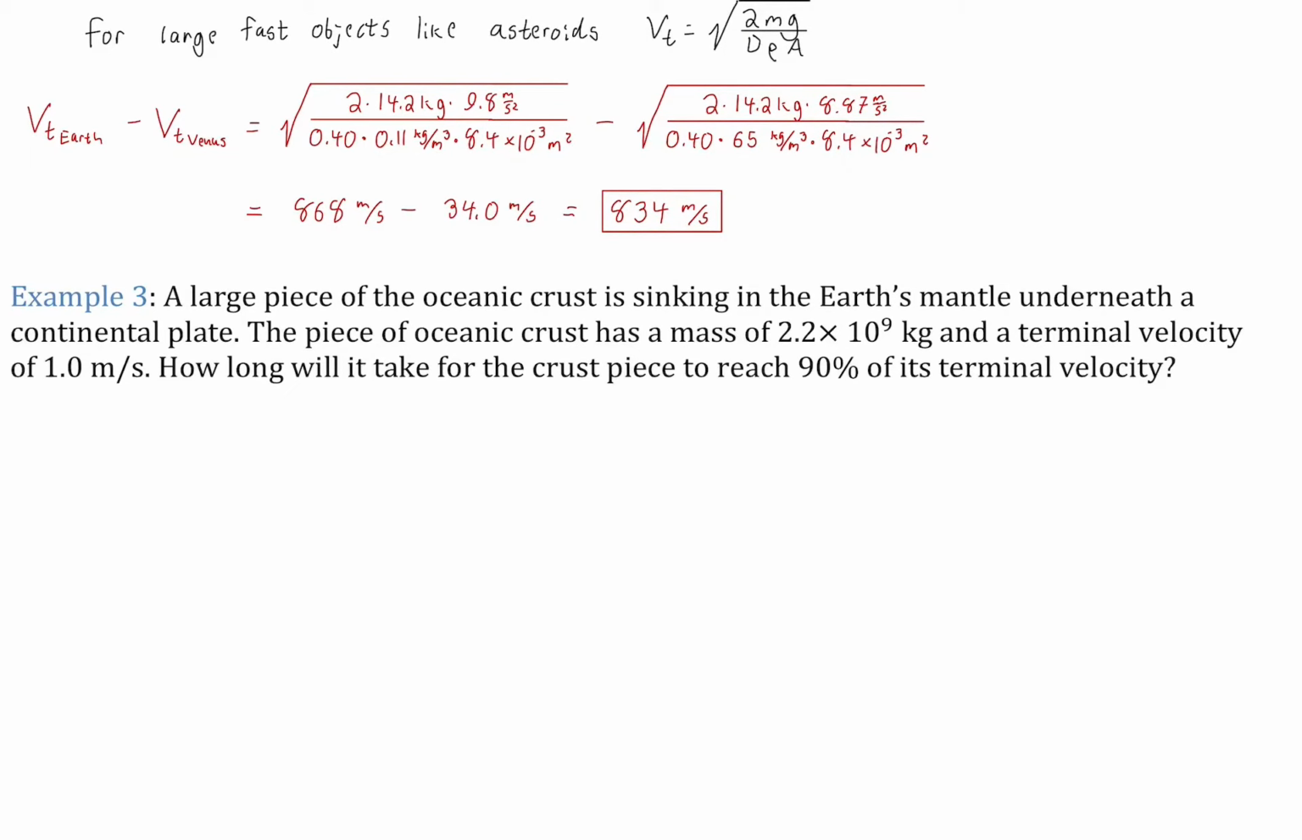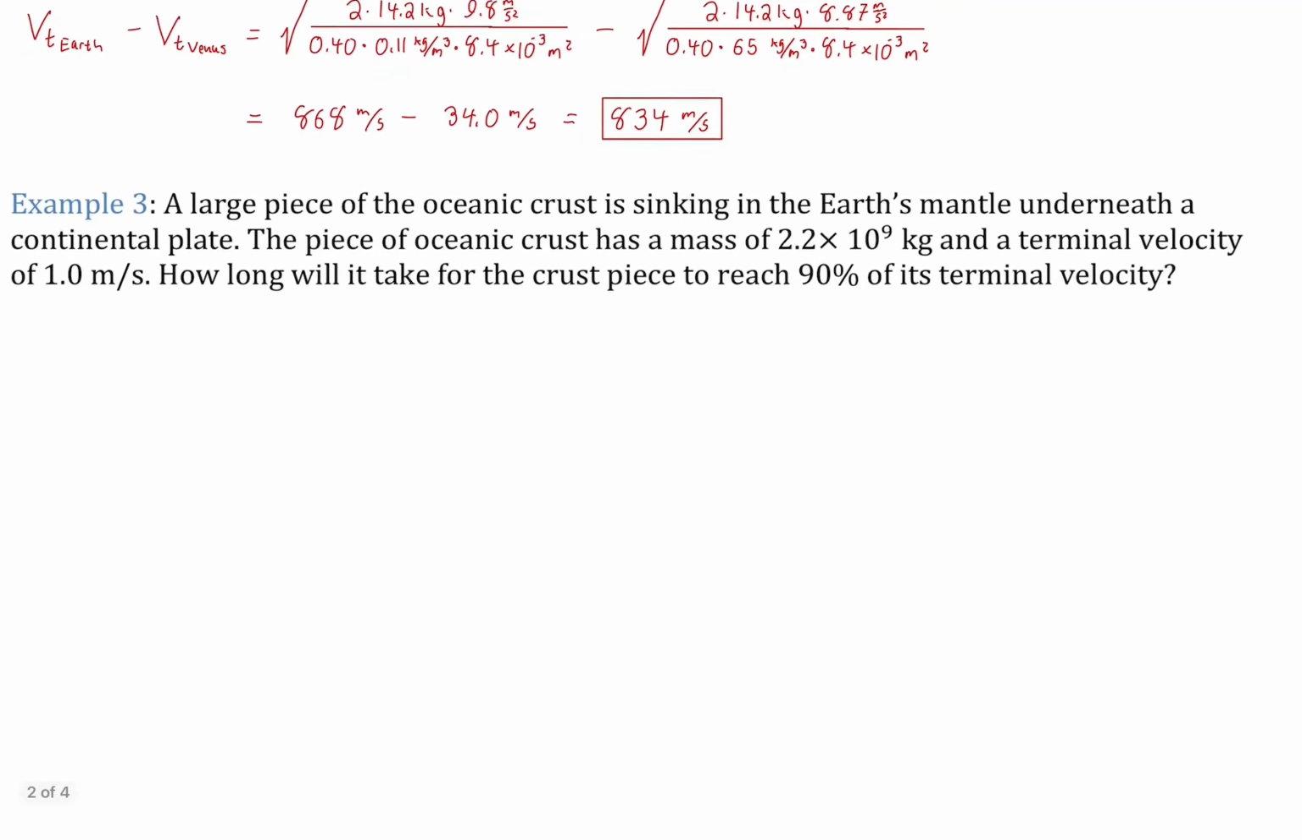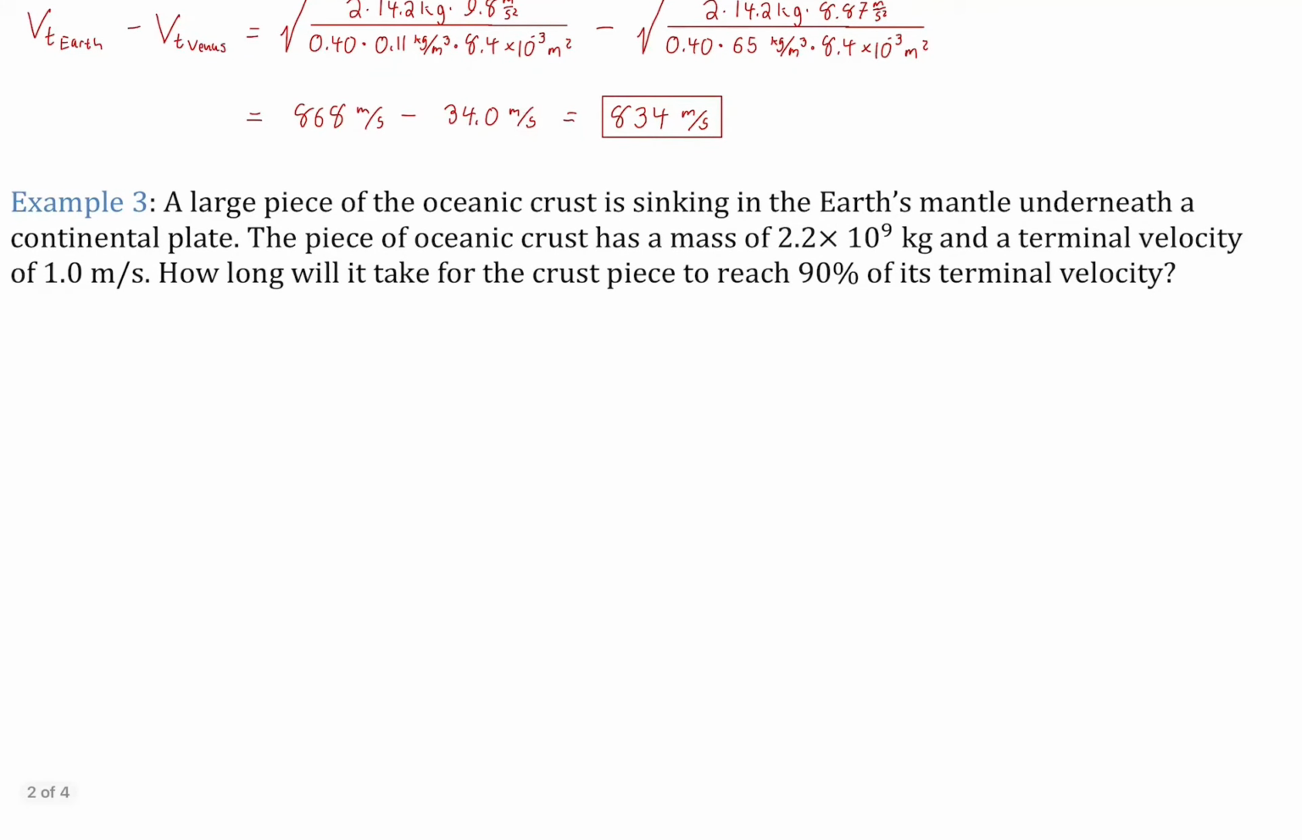All right, now let's finally do one that involves a little bit of actual non-steady state, non-equilibrium, okay? So, a large piece of oceanic crust is sinking in Earth's mantle underneath a continental plate. The piece of oceanic crust has a mass of, huge mass here, 2.2 billion kilograms and a terminal velocity of 1 meter per second. How long will it take for the crust piece to reach 90% of its terminal velocity? Okay, so this is, I would say, the easier form of these problems where we actually have to deal with finding a velocity, because we only have to concern ourselves with the velocity equation.